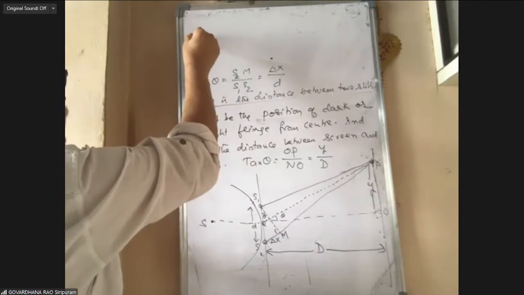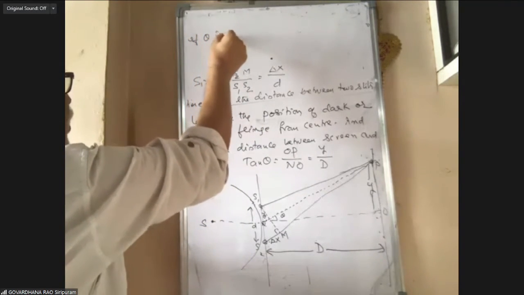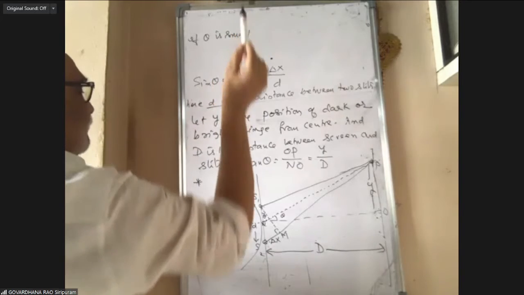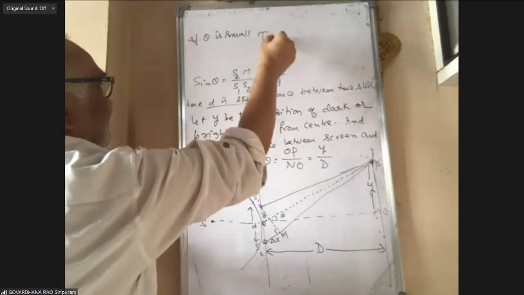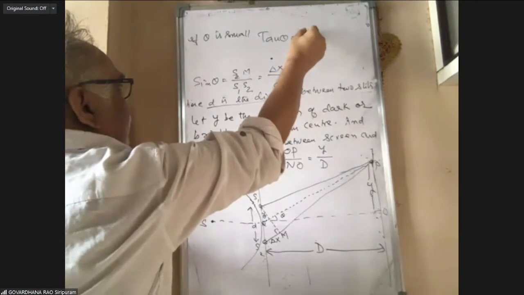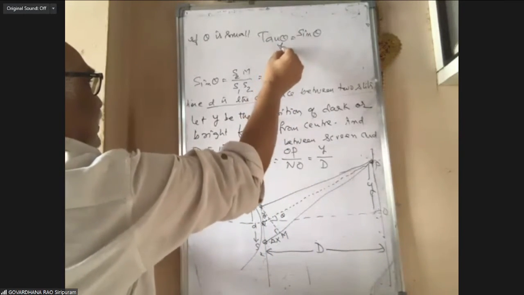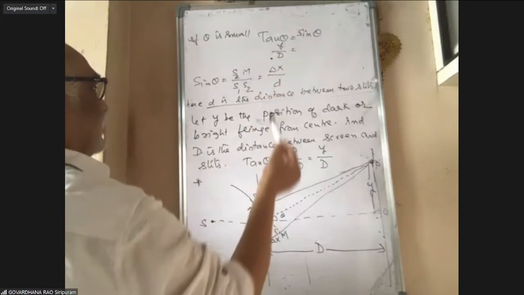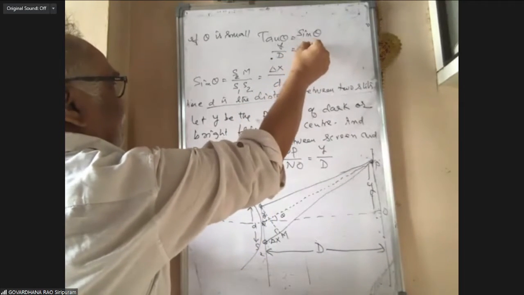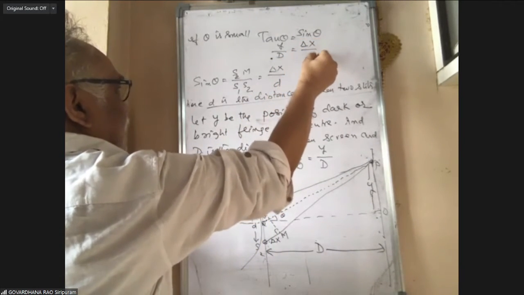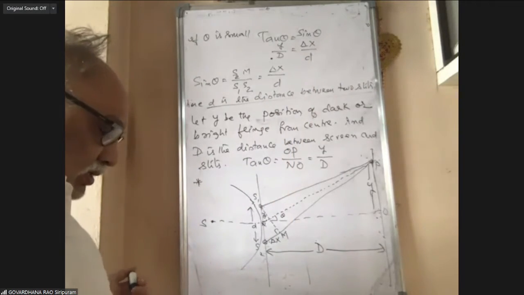Now, if theta is small, what do we write? Tan theta equals sin theta. Tan theta is what? Y by capital D. Sin theta is what? Delta x by small d.